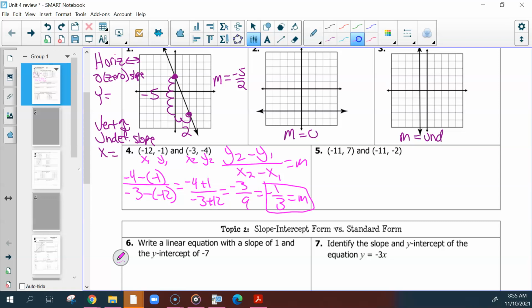I realized that when I made these review packets, I didn't include the slope problems with the fractions. So when we get to the end, we'll do one of those. I know you guys have some of those in your slope notes, so if you need more practice on that, you can go back to those. Questions or concerns on number 4?